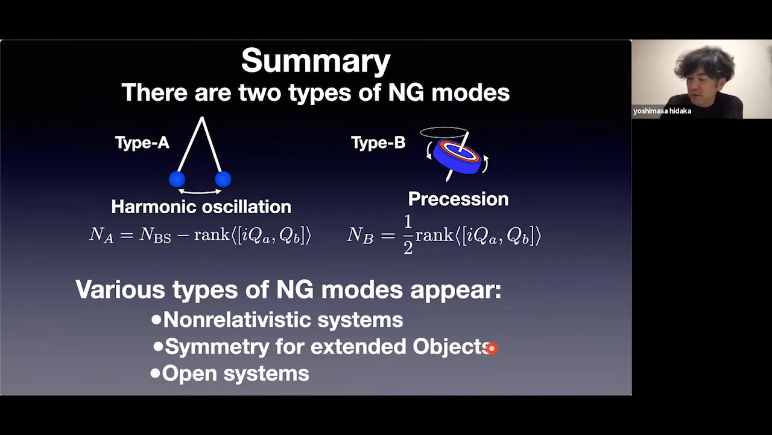And even for the extended object, this relation works. So of course we need some generalization, but this mechanism works. And further, we discussed further generalization to the open system. In the open system case, there is some unconventional mode, that is a diffusion mode. So this relation no longer holds, but still we can analyze such a system. Okay, thank you very much for your listening.